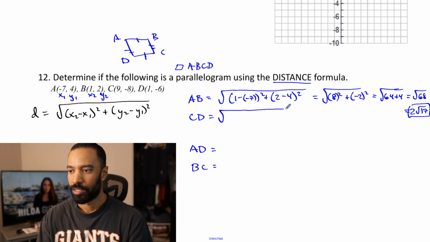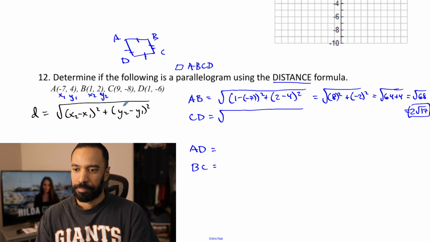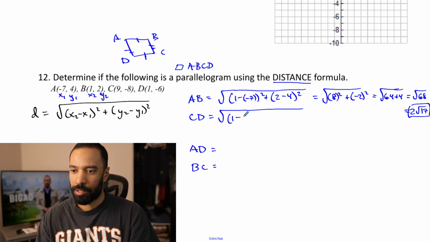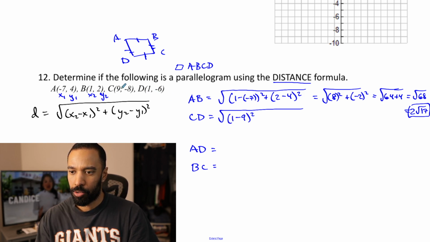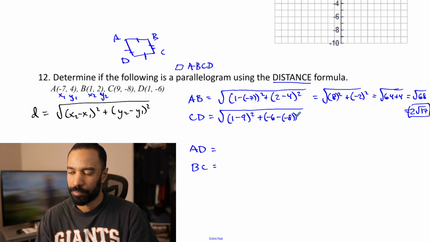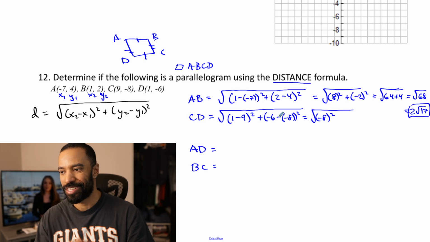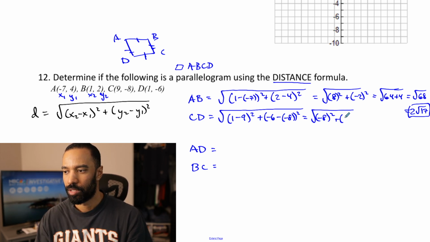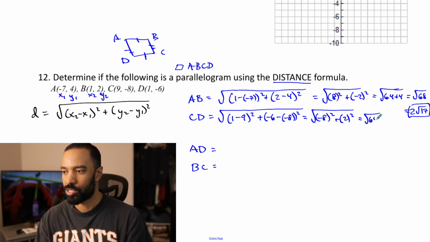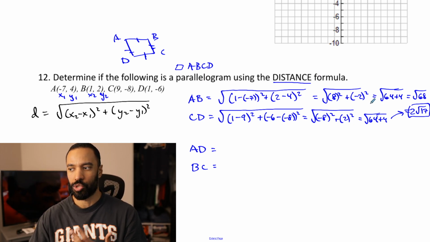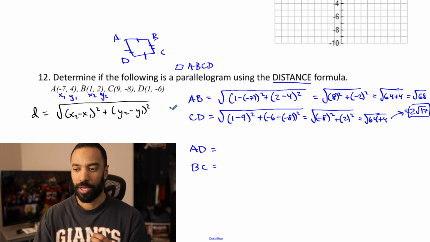CD. Okay, here, I'll do it one more time. 1 minus 9 quantity squared, and then negative 6 minus negative 8 quantity squared. So this is negative 8 quantity squared plus, and that's negative 6 plus 8, which is 2, 2 quantity squared. Remember, when you square a negative, it turns positive. So that is 64 plus 4 once again, which gets you to root 68 and 2 root 17. So those are the same. Same length, opposite sides equal.